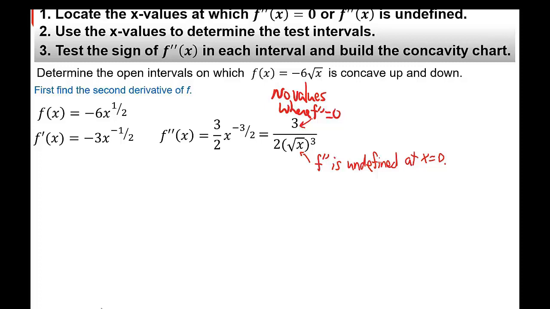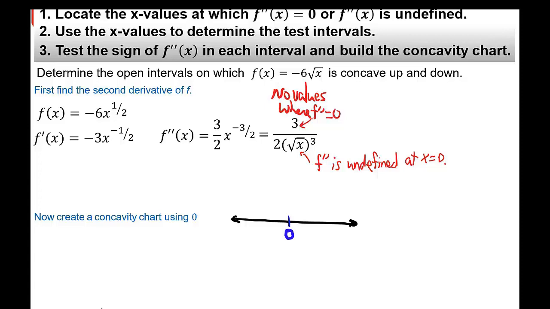So I know I'm going to get a value out of the denominator being equal to 0 for the second derivative. From that, I can create the concavity chart. So 0 is the only thing going on there because there aren't any values that make the second derivative 0. There are only values that make the second derivative undefined.